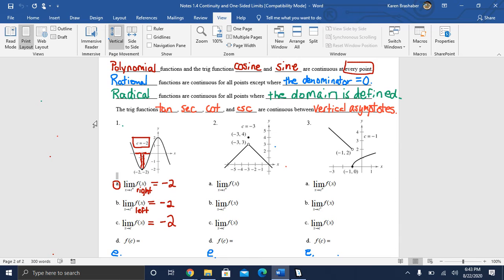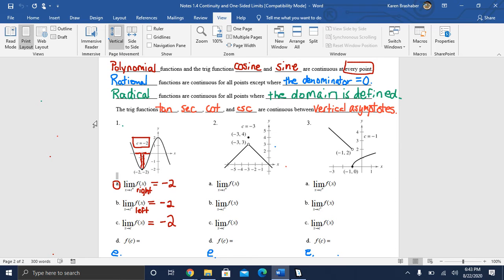All right, so that now satisfies one condition of continuity at -2, and that is that the limit exists. Part D is asking, what is f of c?